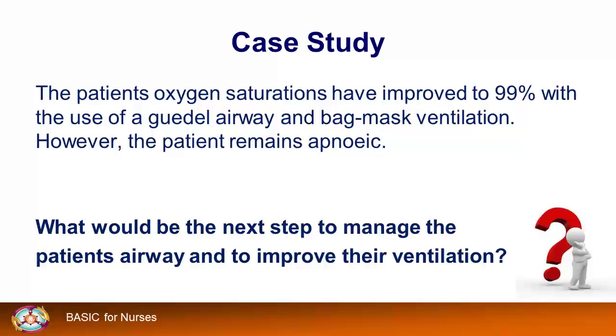So to continue with our case study, the patient's oxygen saturations have improved to 99% with the use of a Guedel's airway and bag mask ventilation. However, the patient remains apneic. What would be the next step to manage the patient's airway and improve their ventilation?